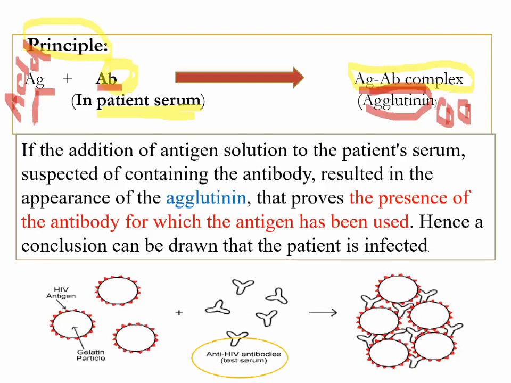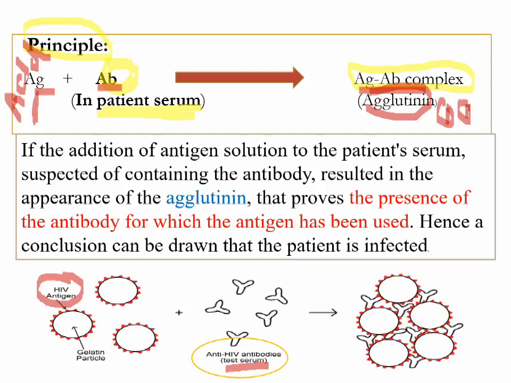So let us give an example. If you have a patient and you suspect that this patient might have an HIV infection, human immunodeficiency virus, so what are you going to do? You're going to obtain a serum sample from this patient, and you're going to add the HIV antigen, parts of the virus. Okay, so if this person is infected with the HIV virus, his serum will contain the antibodies.